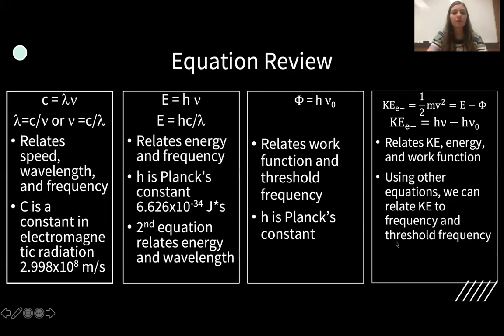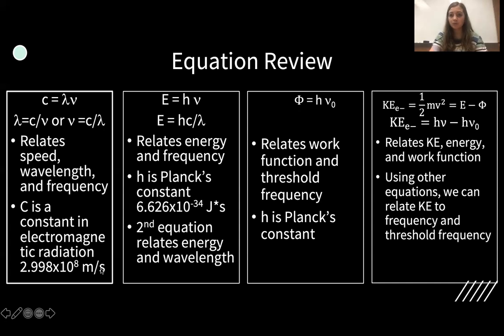Okay. And the last thing we're going to review is just the equations, because there are a lot in this lecture and this topic. So our first one, and that we went over first, relates speed, wavelength, and frequency: c equals lambda times nu, which is speed of light equals wavelength times frequency. And remember, you can solve for wavelength, you can solve for frequency, which is going to be really helpful with a lot of equations. Remember, c is a constant in electromagnetic radiation because they all travel at the speed of light, which is 2.998 times 10 to the 8th meters per second.